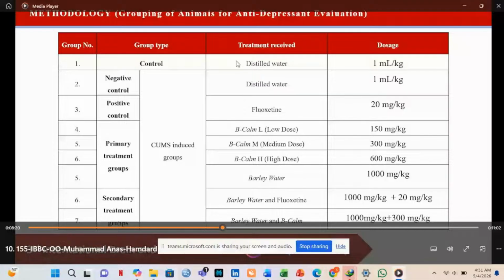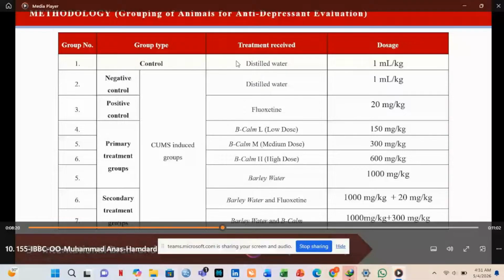Firstly, the animals were recruited from ICCPS Karachi University, and then acclimatized at the animal house of Hamdard University for 7 days. Then after the 7 days, the baseline sucrose preference test was done. Then after the sucrose preference test, the CUMS induction was done for 35 days. Then after 35 days of CUMS induction, the confirmation behavioral tests, which were the sucrose preference test, open field test, and forced swim test, were done. Then after that, the treatment was done for again 35 days. Then after the 35 days of treatment, the final evaluation of antidepressant behaviors was done by the sucrose preference test, open field test, forced swim test, as well as the tail suspension test.